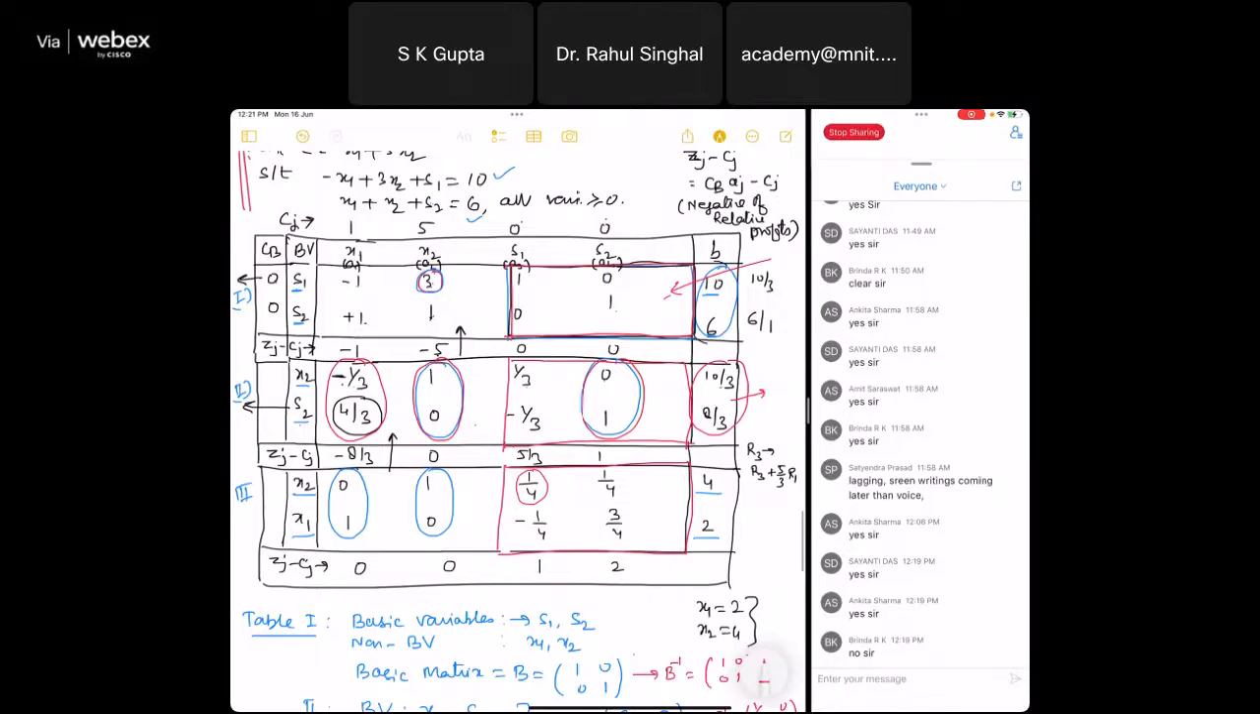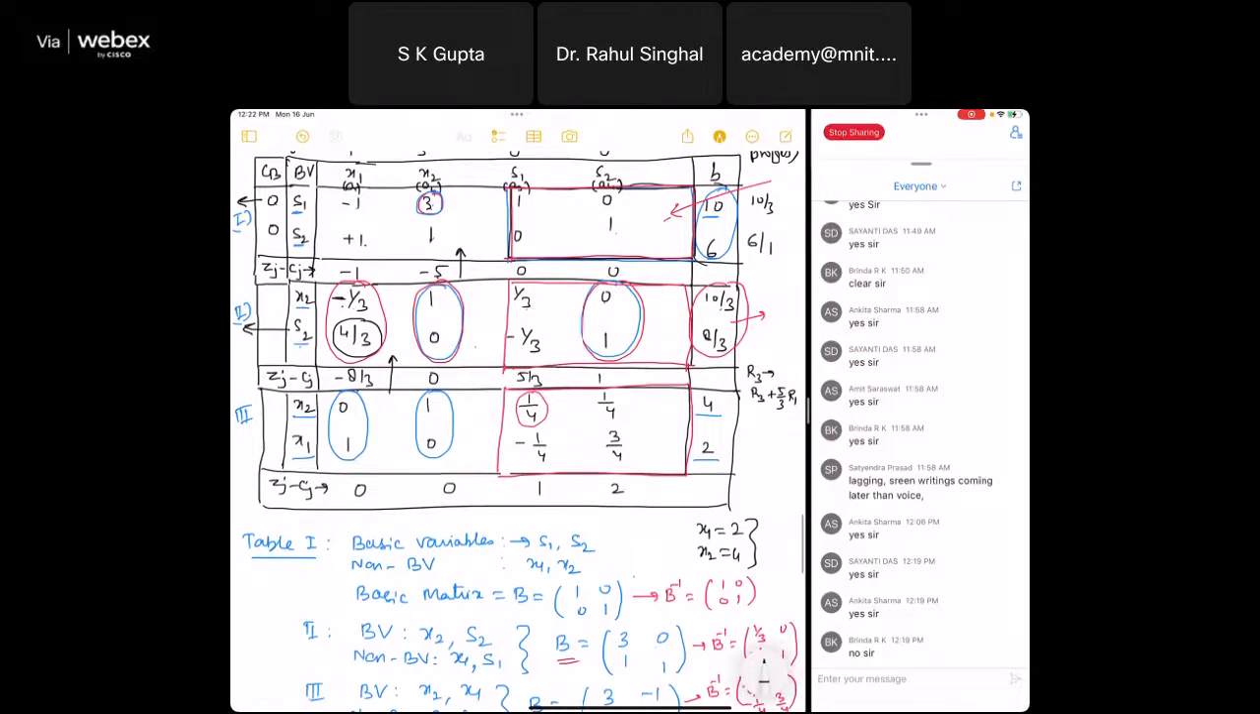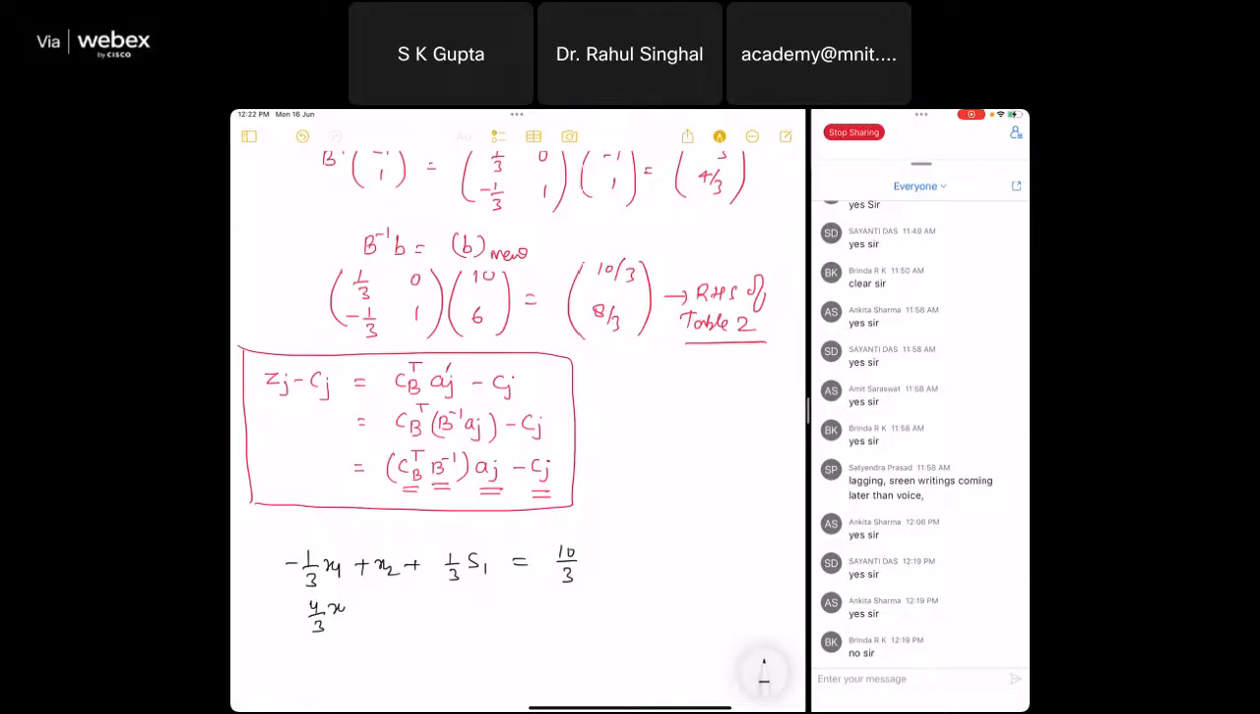Now, the one question which remains unanswered till now is why we have not entered minus 1 by 3 in this case. So see what the second equation is. Now let us try to understand why we have not taken that thing over here. What is the second equation? Minus 1 by 3 x1 plus x2 plus 1 by 3 x1 equal to 10 by 3, right? The first equation. The second equation will be 4 by 3 x1, then minus 1 by 3 plus 1 plus 8 by 3. Okay.